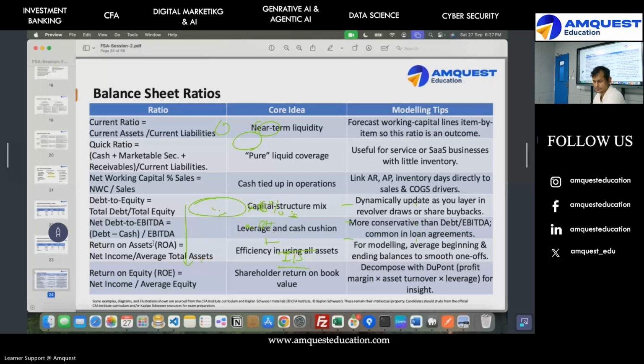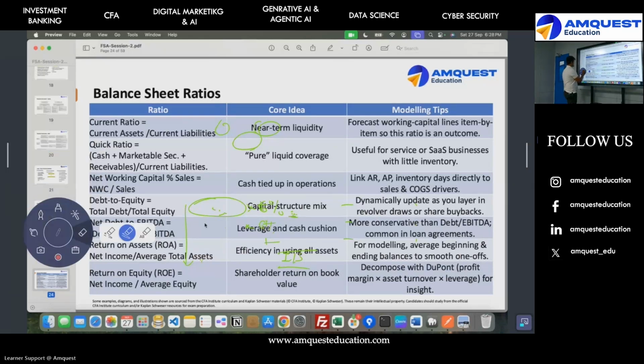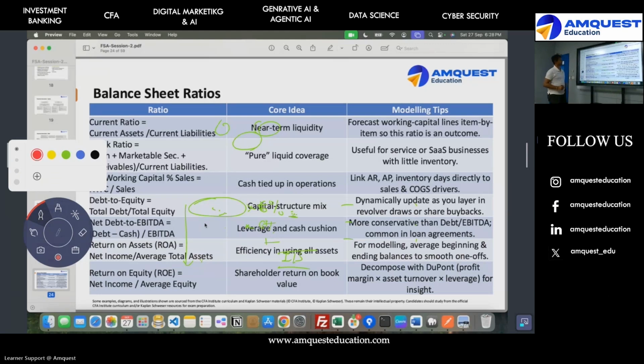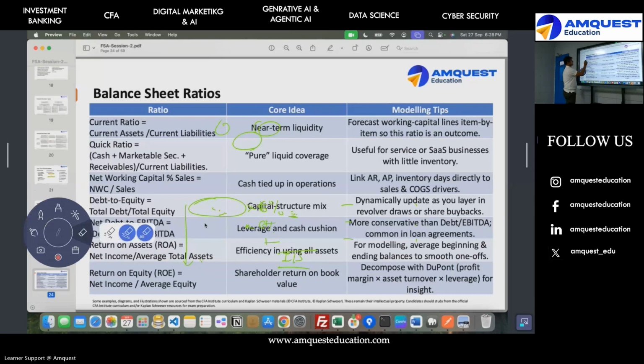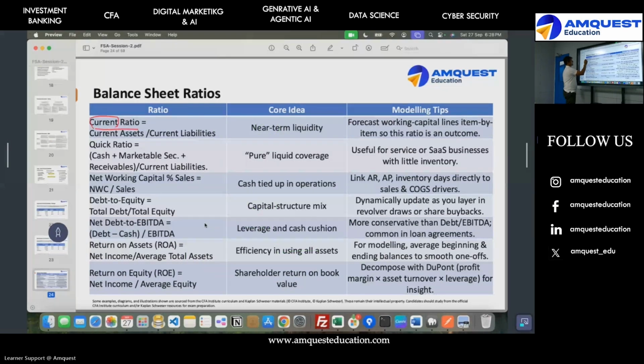Now quickly, some of the ratios that you guys should be clear of from a balance sheet perspective. Remember, each ratio is normally going to be self-explanatory. What is current ratio? The word is current. It is current assets upon current liabilities.